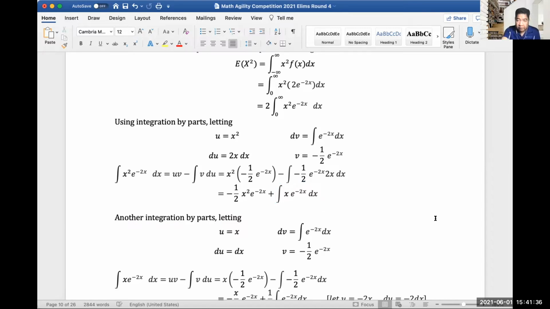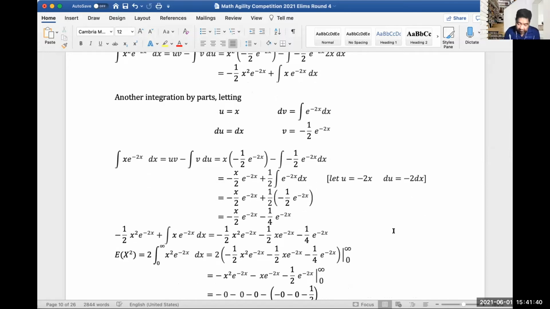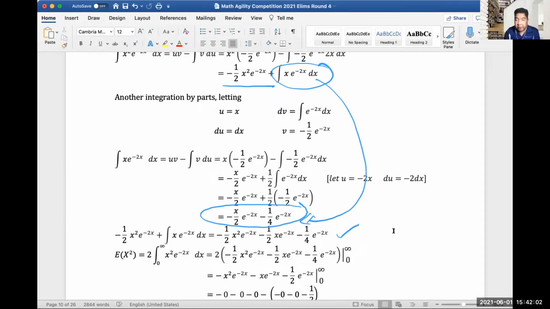So if we try to use integration by parts again, we will get this value here, the first part, plus the integral of this, which is this value. Let's combine them, and we will get negative 1/2 x squared e to the negative 2x minus 1/2 x e to the negative 2x minus 1/4 e to the negative 2x, right?